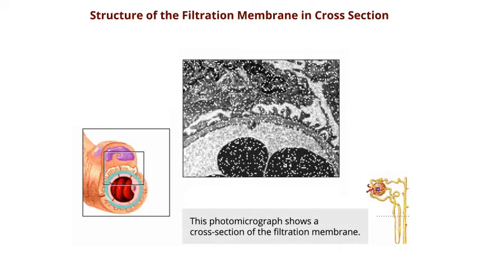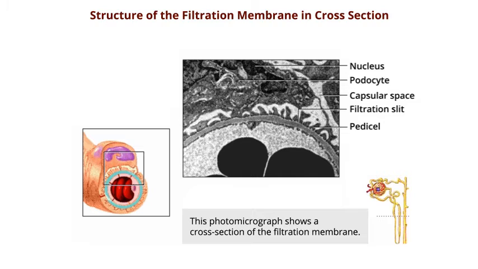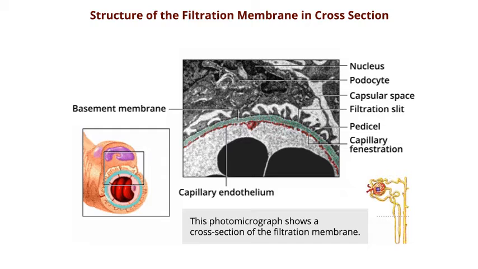This photomicrograph shows a cross-section of the filtration membrane. Starting from the top, you see a large podocyte with its nucleus and pedicels. The wide areas are portions of the capsular space. Gaps between the pedicels are the filtration slits. Next, you see the basement membrane of the capillary endothelium, which separates the podocyte above from the capillary with its fenestrations below. You can also see portions of 2 red blood cells.